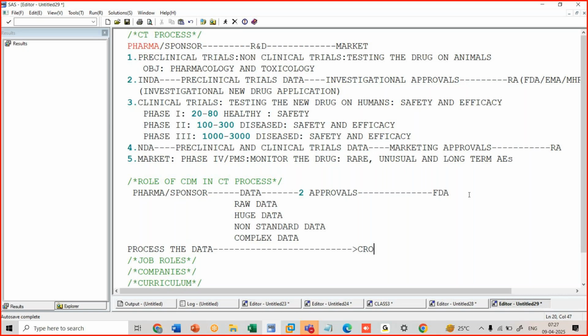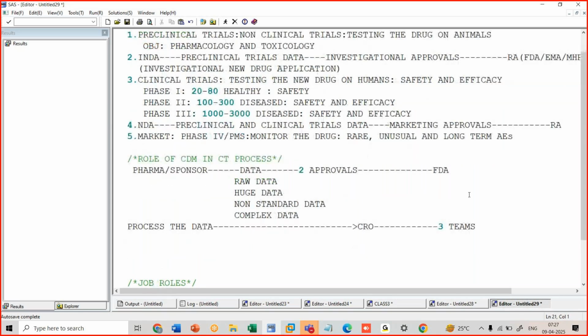So there are three teams working on the data. That means the CRO, on behalf of the sponsor, will work on the data, clean the data, analyze the data, prepare the reports, then submit to FDA. We have other teams also, but majorly I'm going to explain these three teams which are working on the data.